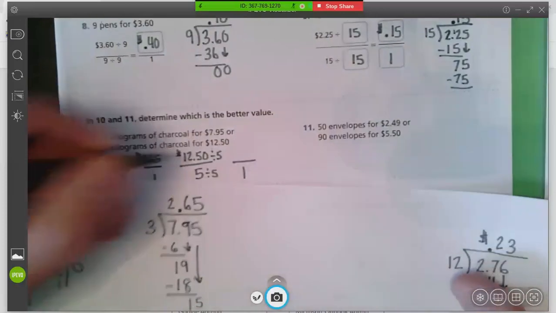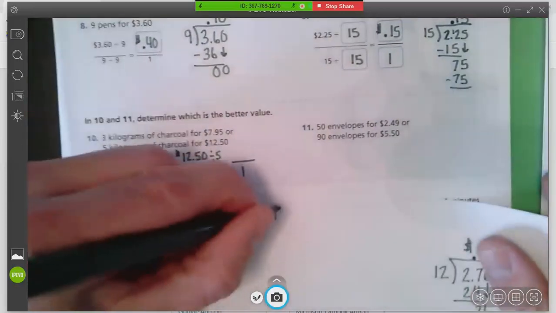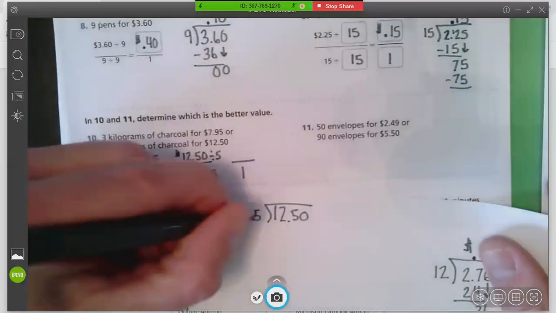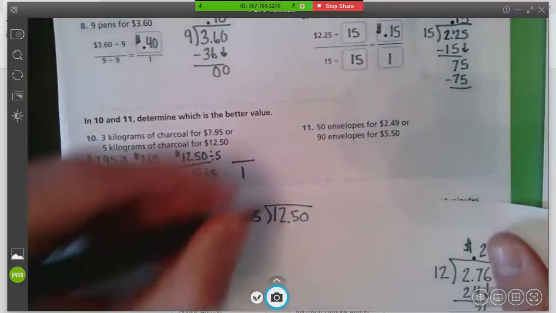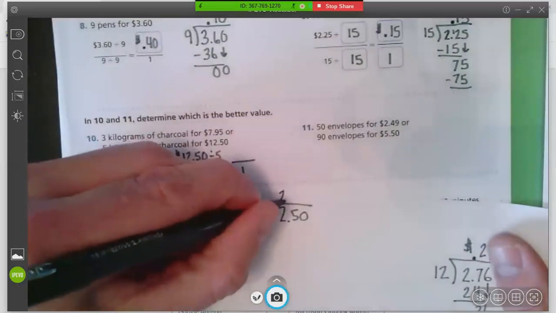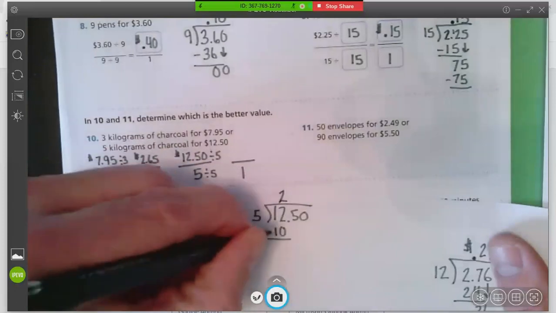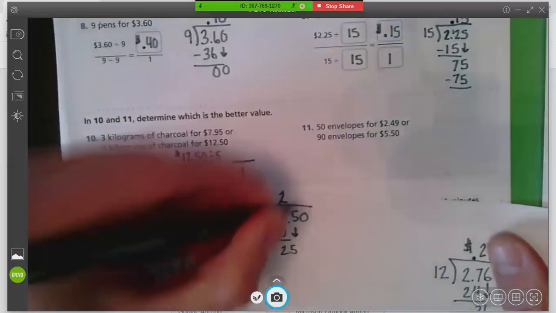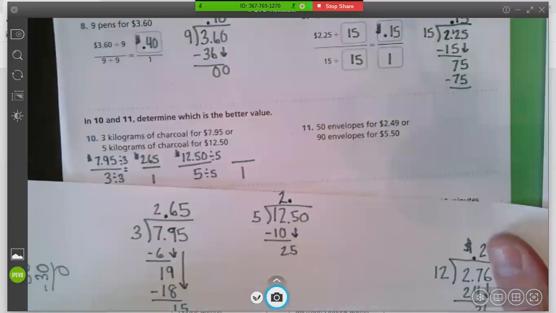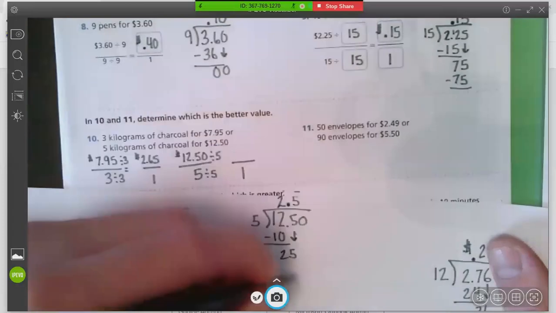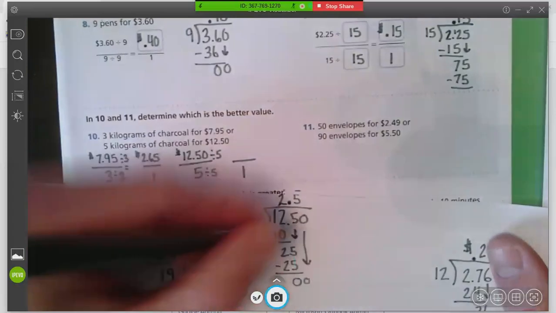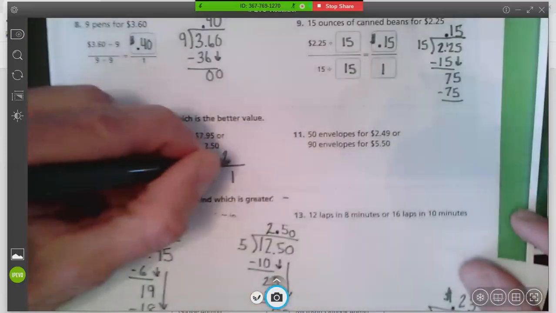Good. All right. Then we're going to go here, $12.50. How many times does 5 go into 12? 2, which is 10. Subtract that, that's 2. I'm going to bring down the 5. How many times does 5 go into 25? I'm going to put my decimal point there. 5. 5 times 5 is 25. 0. So that's $2.50.